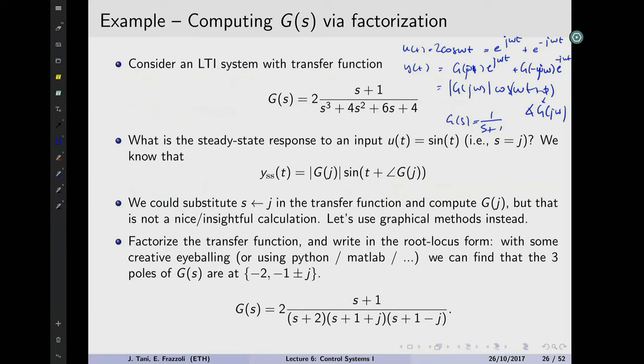So let's suppose we have this G of s like this. Well, you'll have a constant, a gain in front of it that we just ignore because it doesn't depend on s. The numerator is s plus 1, so it's a factor directly. There's no way to break that down into an easier form. And the denominator is a third order, a third degree polynomial. So suppose you have a very good way of figuring out the solutions of that equation, s cubed plus 4s squared plus 6s plus 4. Suppose that we are able to find out that they are minus 2 and minus 1 plus minus j. We can rewrite the denominator as simply the product of each factor, right?